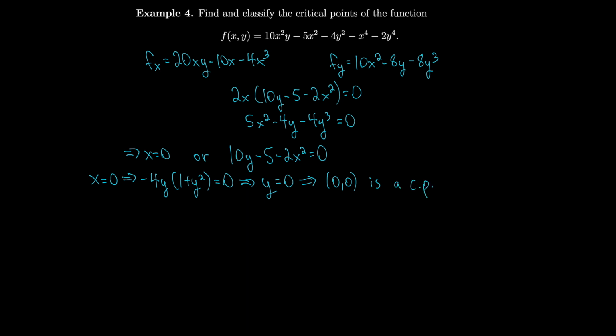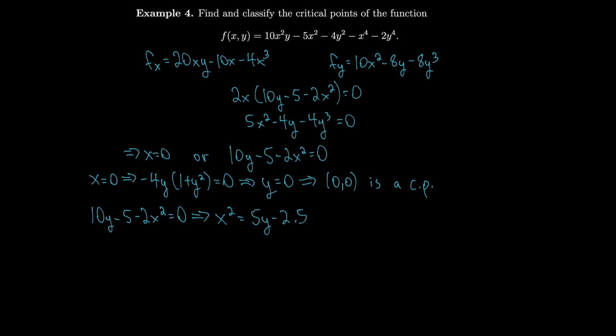Let's look at our other possibility now. Let's look where this would be 0. So if 10y minus 5 minus 2x squared is equal to 0, then we can just solve for x squared. We get that x squared is equal to 5y minus 2.5.